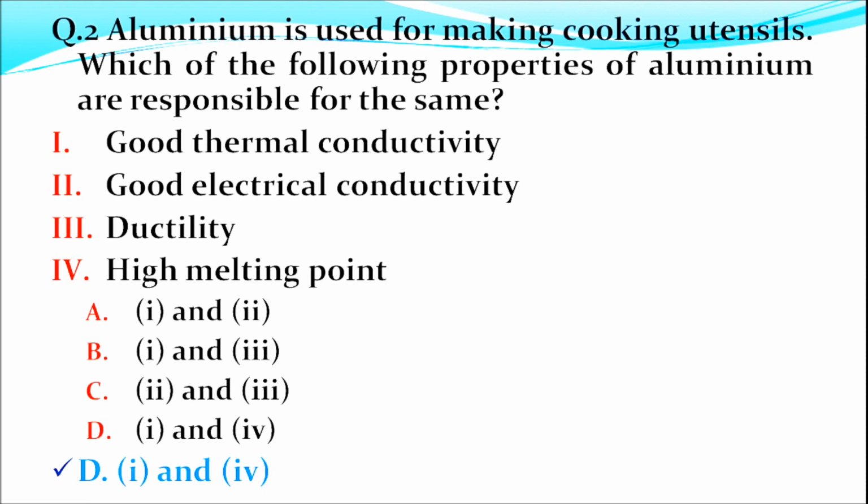That means option D is correct, 1 and 4. Good thermal conductivity and high melting point, these properties of aluminium are responsible for the making of cooking utensils.